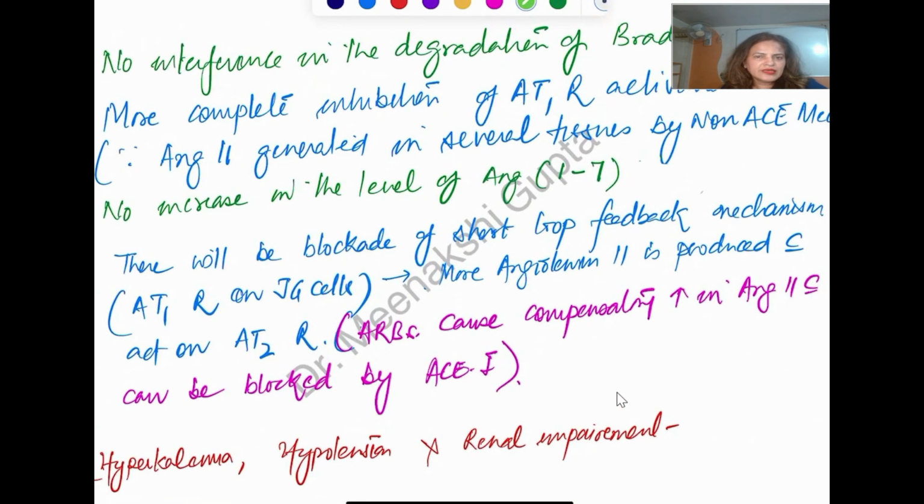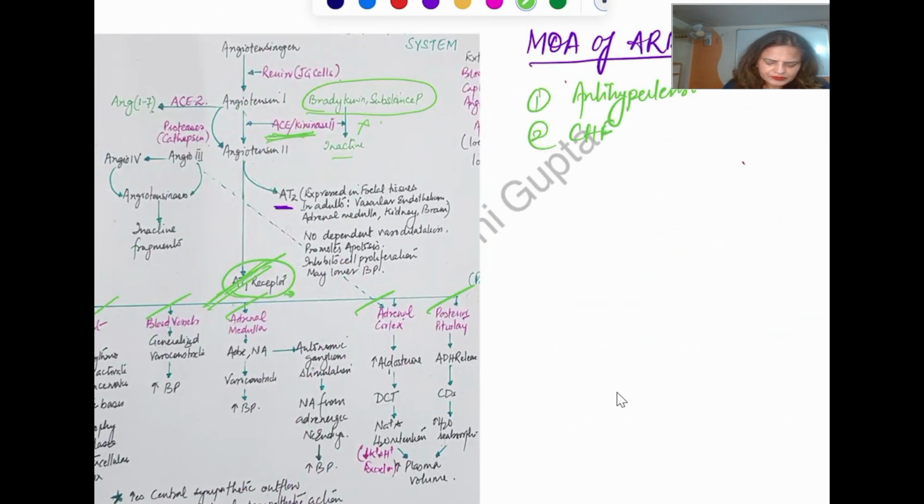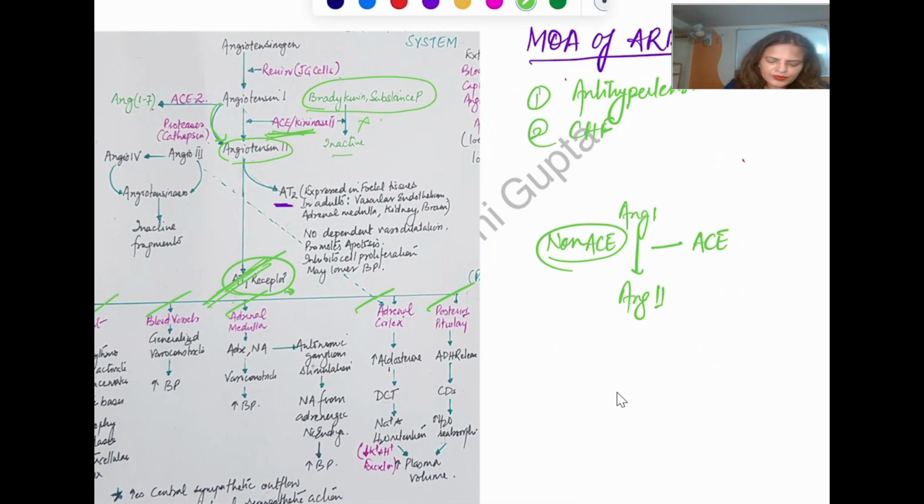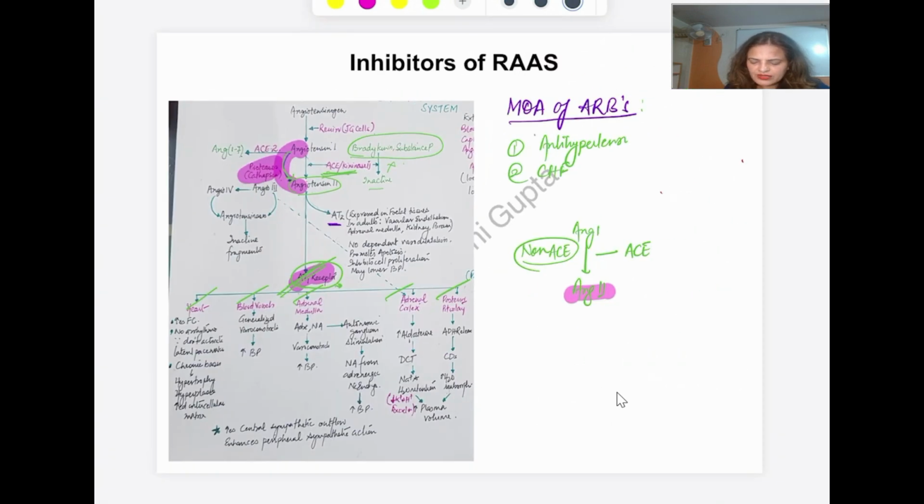Number two is more complete inhibition of this. Angiotensin 2 is also formed by another pathway, non-ACE. Angiotensin 1 to angiotensin 2, we know it is formed by ACE, but there is also a non-ACE pathway, like proteases, which convert angiotensin 1 into angiotensin 2. So the non-ACE pathway also generates angiotensin 2, which can cause vasoconstriction and other effects. But if we block the receptor, there will be complete inhibition of this pathway. So this is the number two difference.